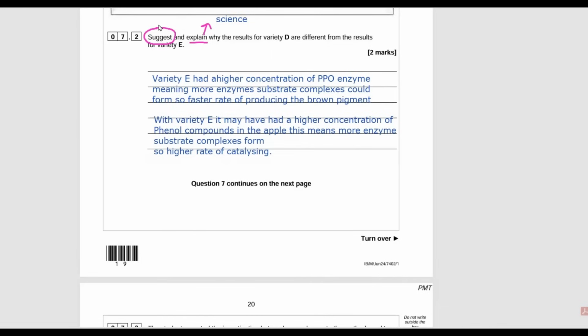So it's clear here they wanted us to suggest and explain. So suggest is a higher concentration of enzyme or different amount of enzyme, a bigger volume of enzyme. When they carried it out, they forgot to control that in the method. That was a method mistake. The other one isn't really a mistake of the method. It's just that variety E and D may naturally have different amounts of phenol within their cells, or produce different amounts of phenol. So they're going to naturally react at different rates because of that. And the explanation is mentioning enzyme substrate complexes, basically. So bish, bosh.